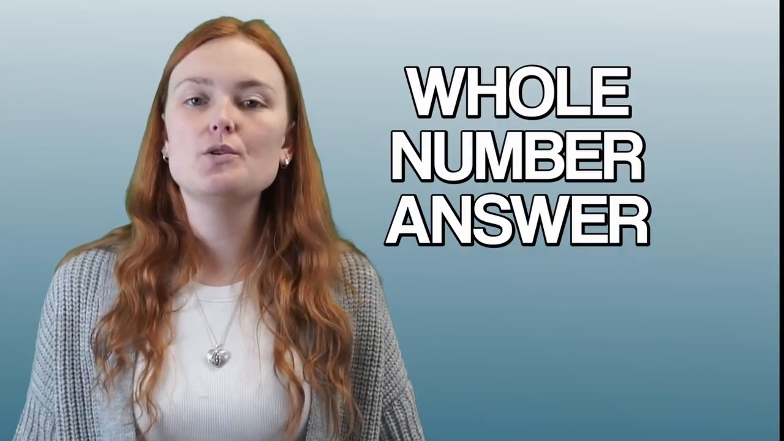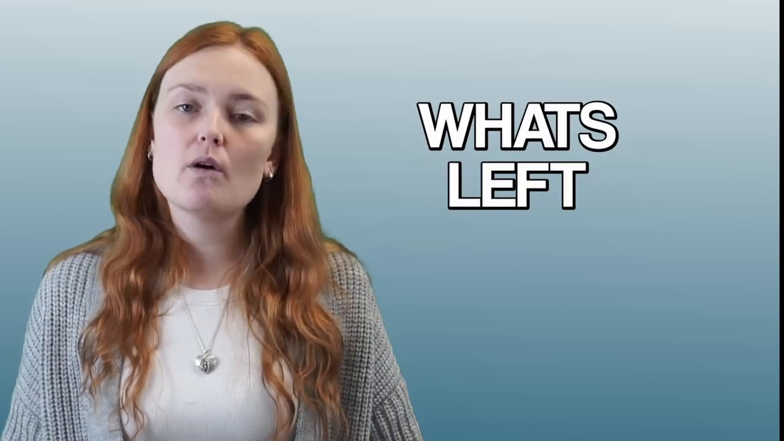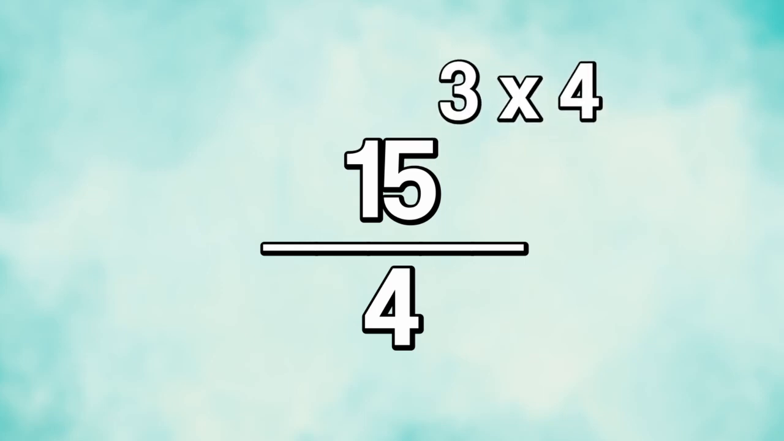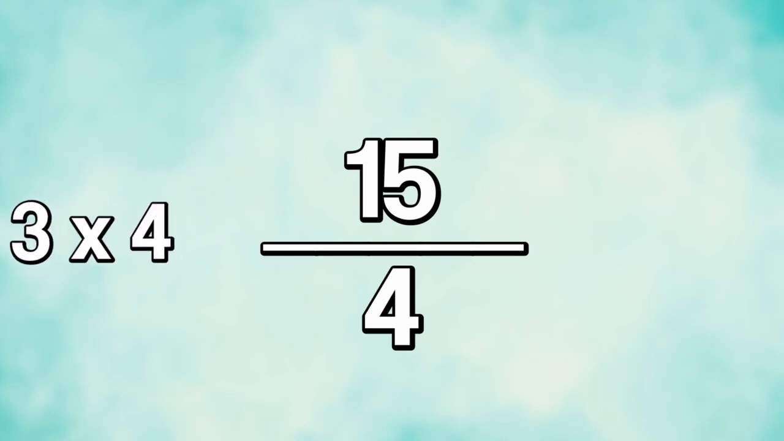The steps we're going to take are to divide the top number by the bottom to get a whole number answer, and then we're going to look at what remainder we have left. For example, 15 over 4. The first thing I need to do is say how many 4s actually go into 15. 4, 8, 12. So 3. So my whole number answer would be 3.